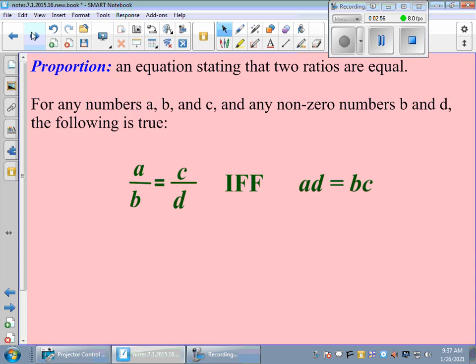All right, next slide here, folks. Proportion: the formal definition of a proportion is an equation stating that two ratios are equal. A, B, C, and D are non-zero numbers, so you can't divide by zero. Again, we go to the cross multiply. This means the IFF stands for if and only if. So this is where we do the cross multiplication: A times D equals B times C.